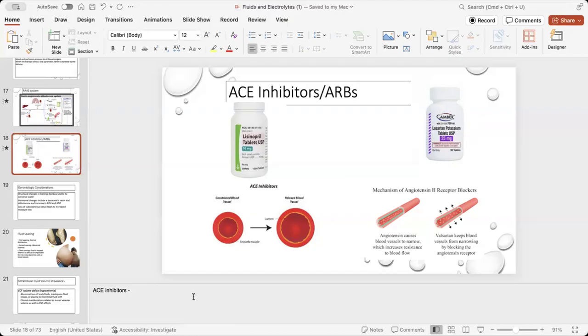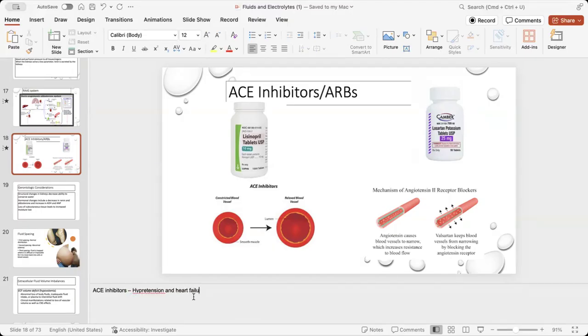And the active form causes what? Vasoconstriction. So now we have an ACE inhibitor, which is blocking the angiotensin converting enzyme. So instead of having constriction, we have a relaxed blood vessel. Who takes these medications? Patients who have high blood pressure, hypertension. Heart failure patients can also be given this one.